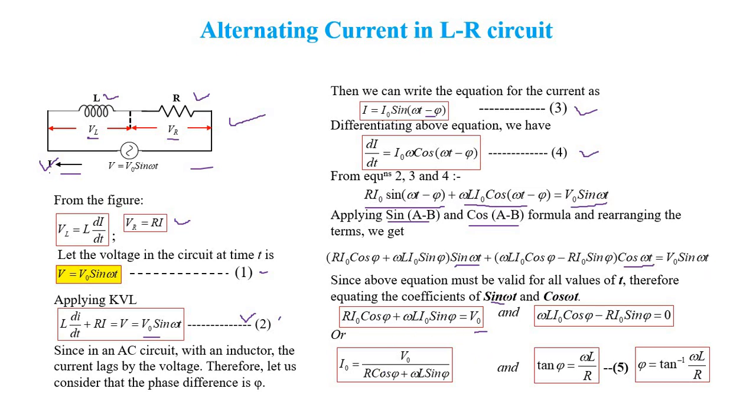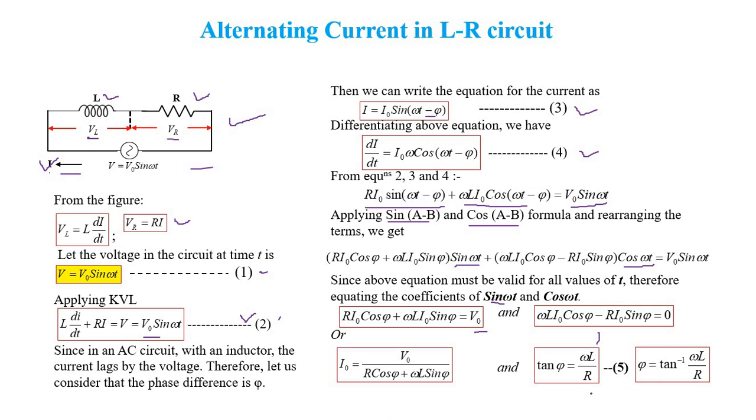So by simplifying this equation, we can get the value of I0 as I0 is equal to V0 upon (R cos phi plus omega L sin phi). And from this equation, we will get tan phi is equal to omega L upon R, or phi is equal to tan inverse of omega L upon R.